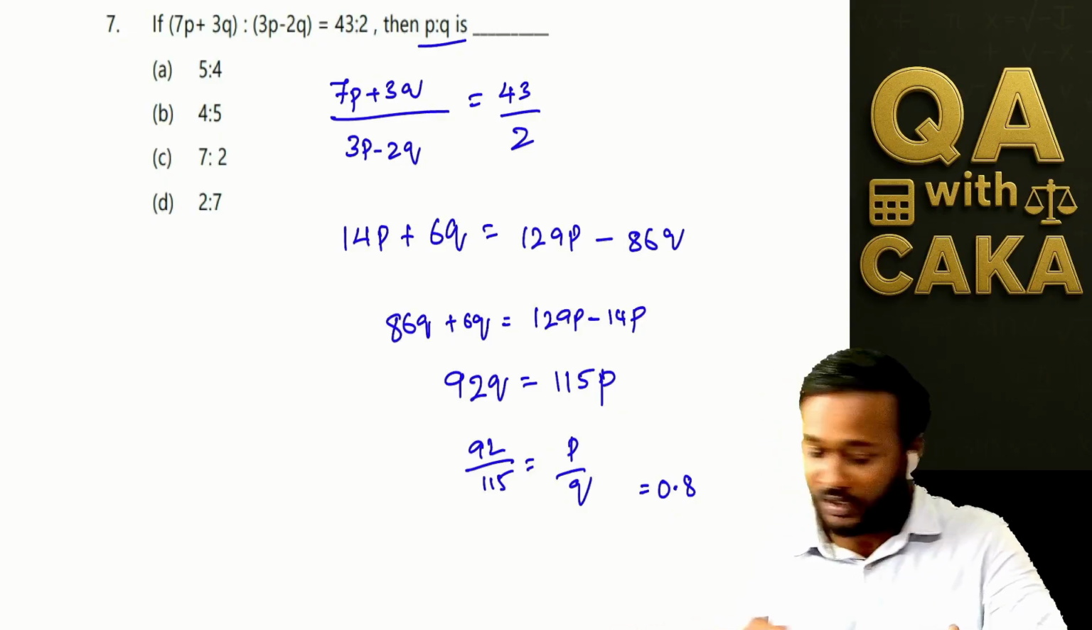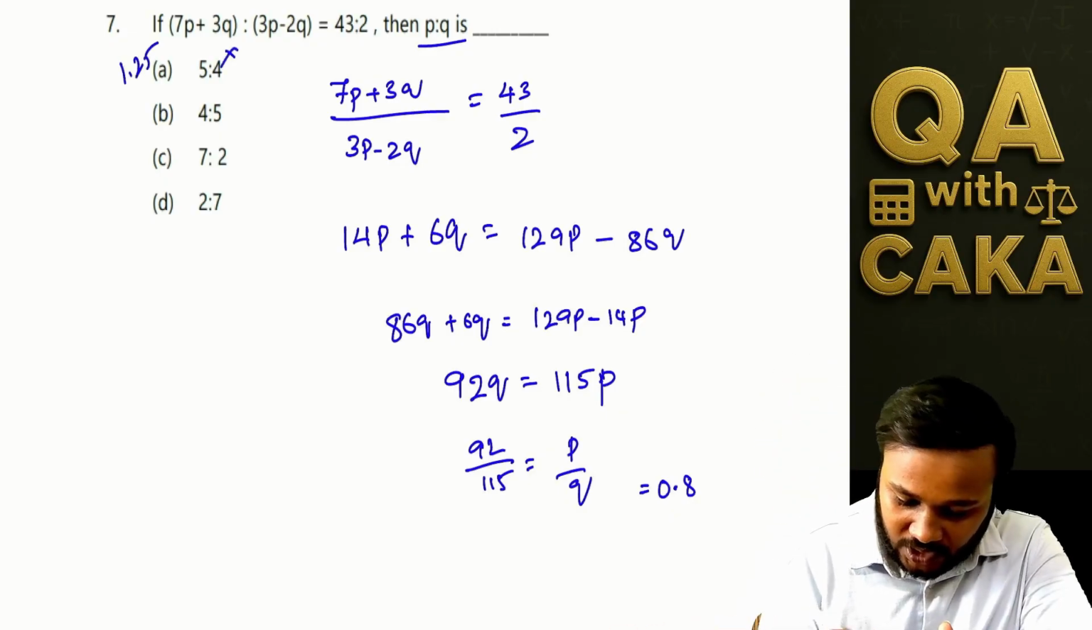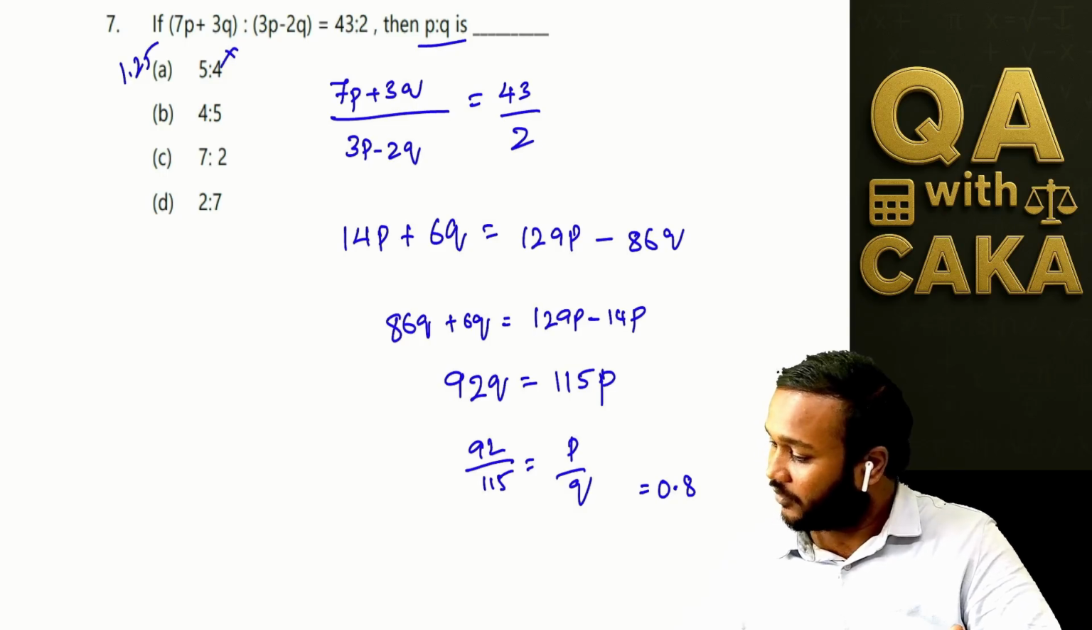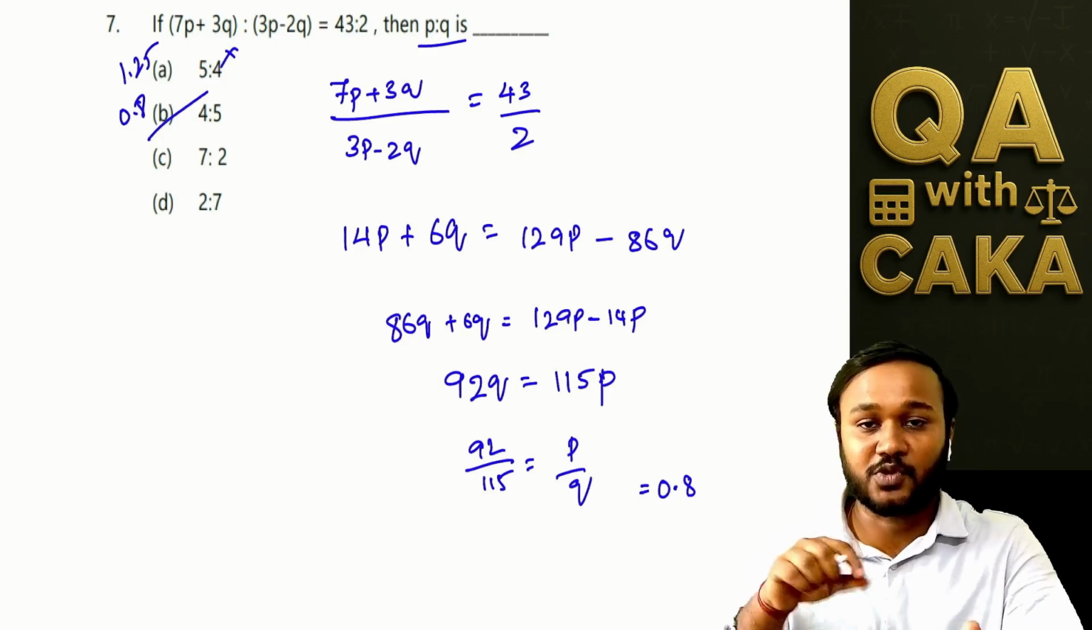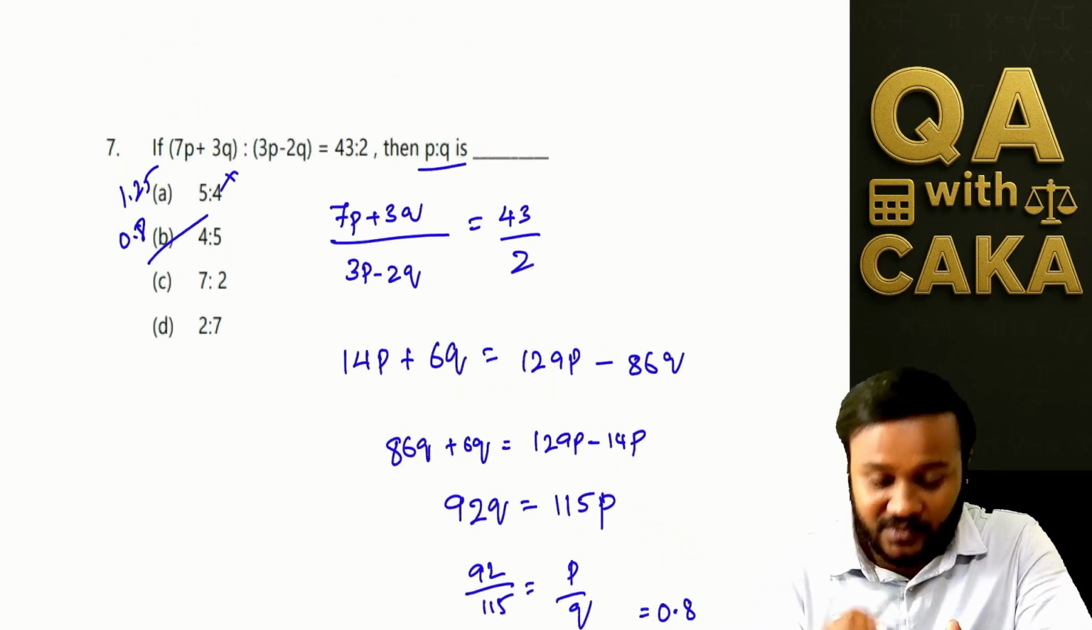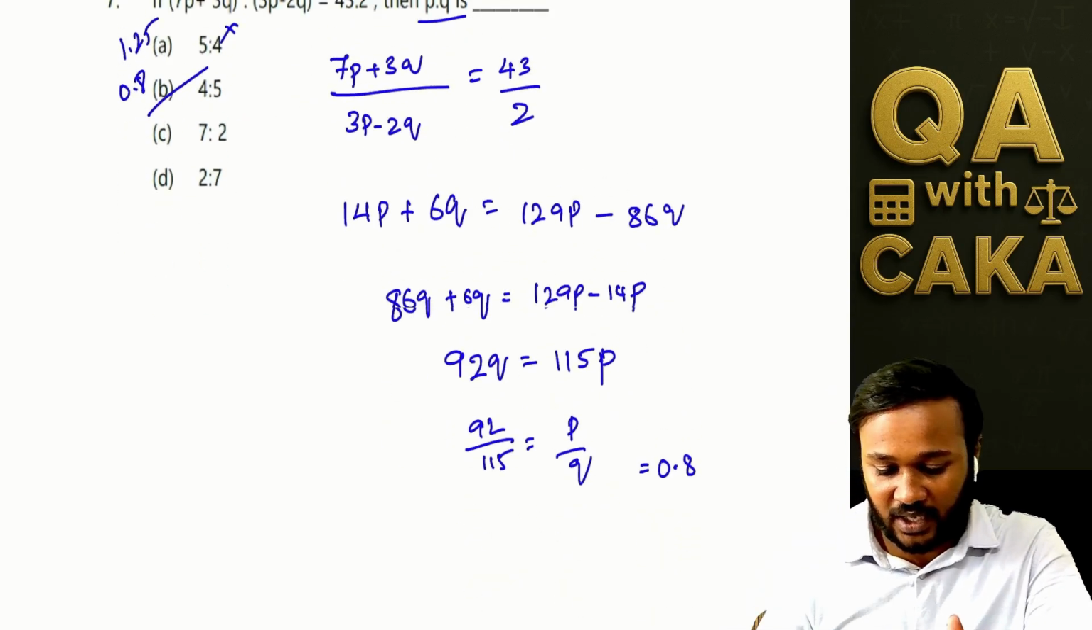5 divided by 4 is 1.25. So this is not your answer. 4 divided by 5, which is 0.8. So your answer is B. So how to do? By substituting the options in the formula. So as we all know the answer, 4 is 5, let's substitute this and see the answer.